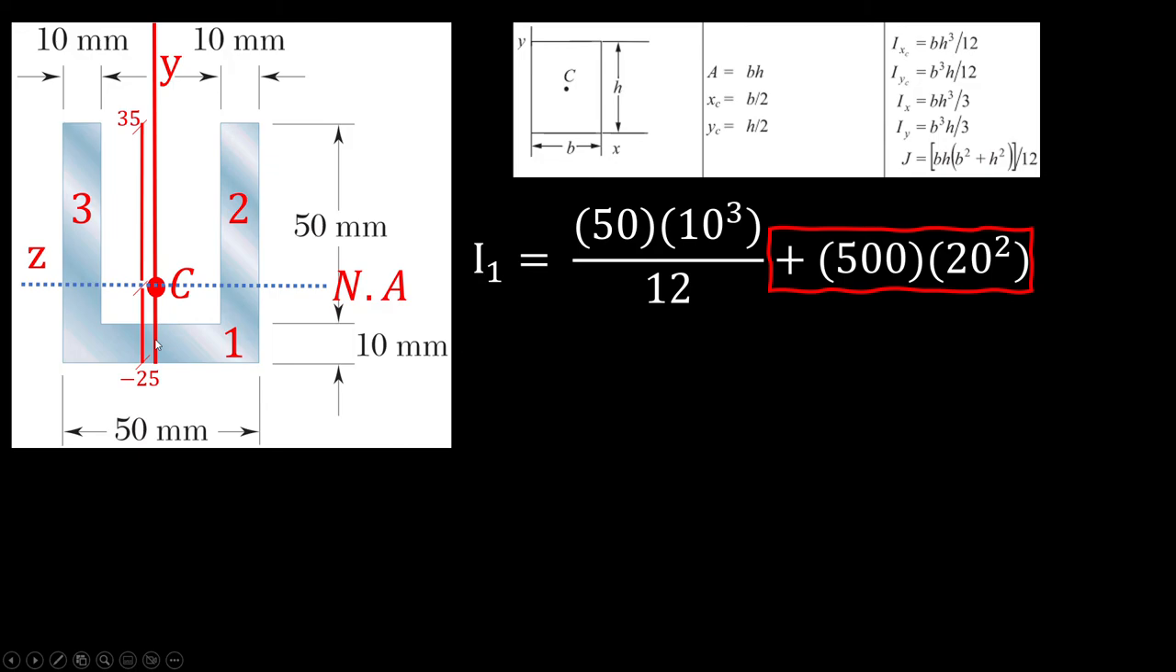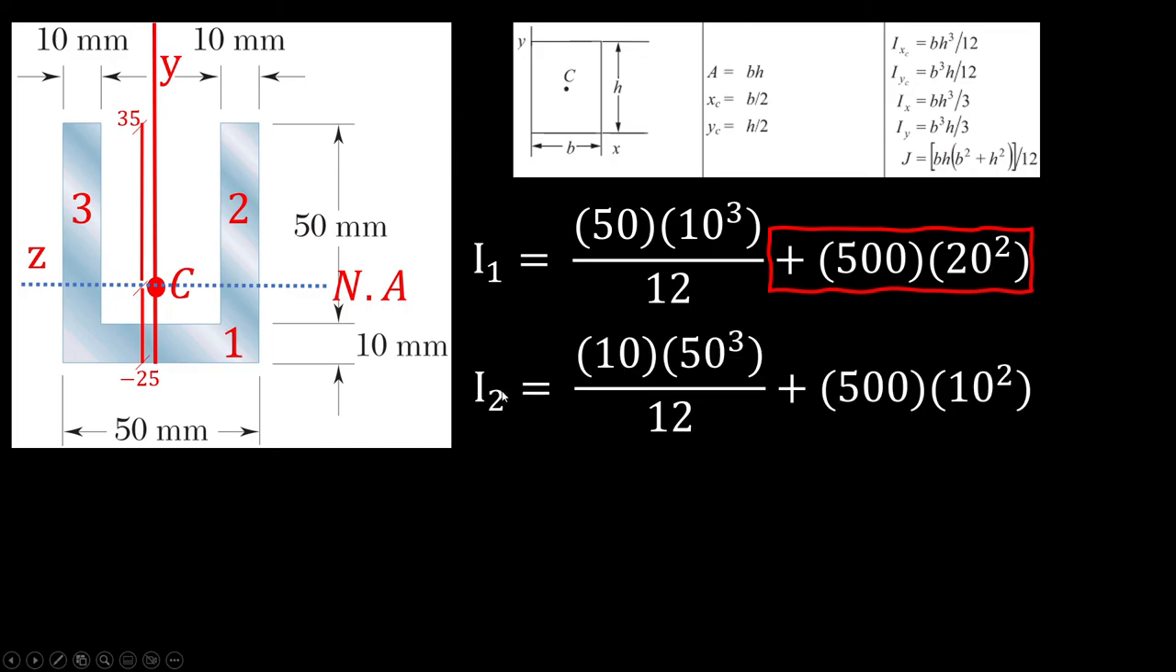So now we need to change from this center at 5 millimeter all the way to the center that we found. So here what we did is we took the area of the cross section times the distance between the two centers, the center for shape 1 and the center, we take the distance squared, and the distance between them is 20 millimeter. And we will do the same thing for shape number 2.